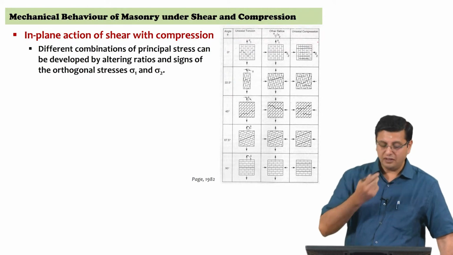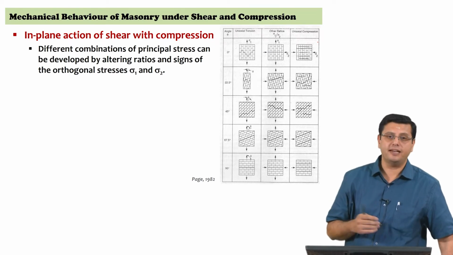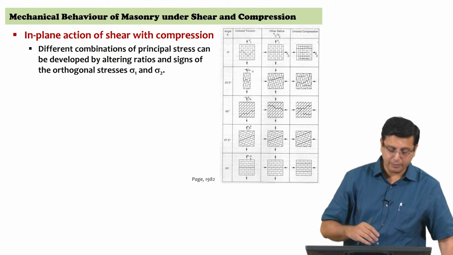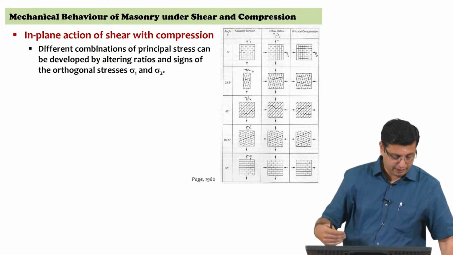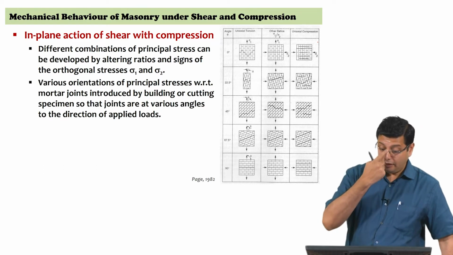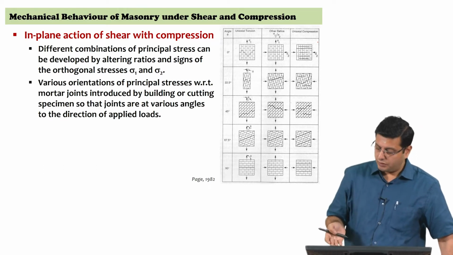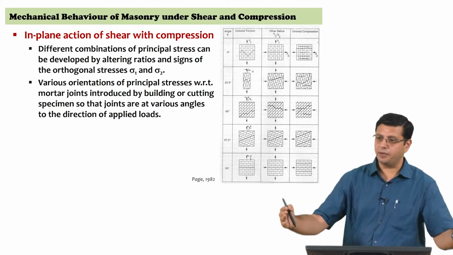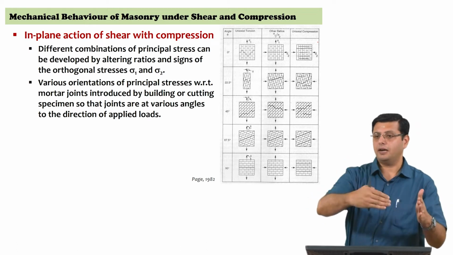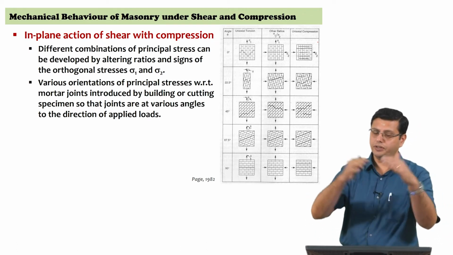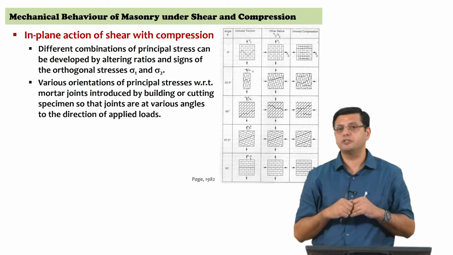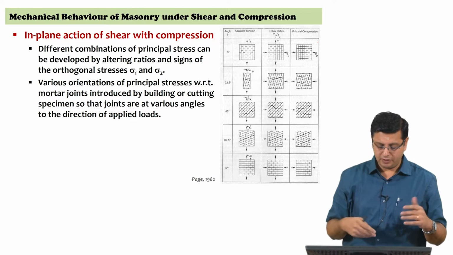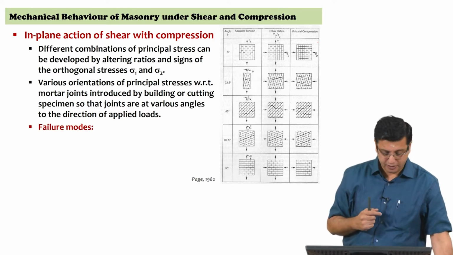Okay. So, different combinations of principal stresses can be developed, that is basically what has been done with altering ratios of sigma 1 and sigma 2 in the orthogonal direction with different signs as well. So, you could ask me how were these tests carried out. It is just that big panels were constructed and cut at an orientation. So, you get a panel with a joint which is not perpendicular or parallel to the edges, and that is how this has actually been carried out.